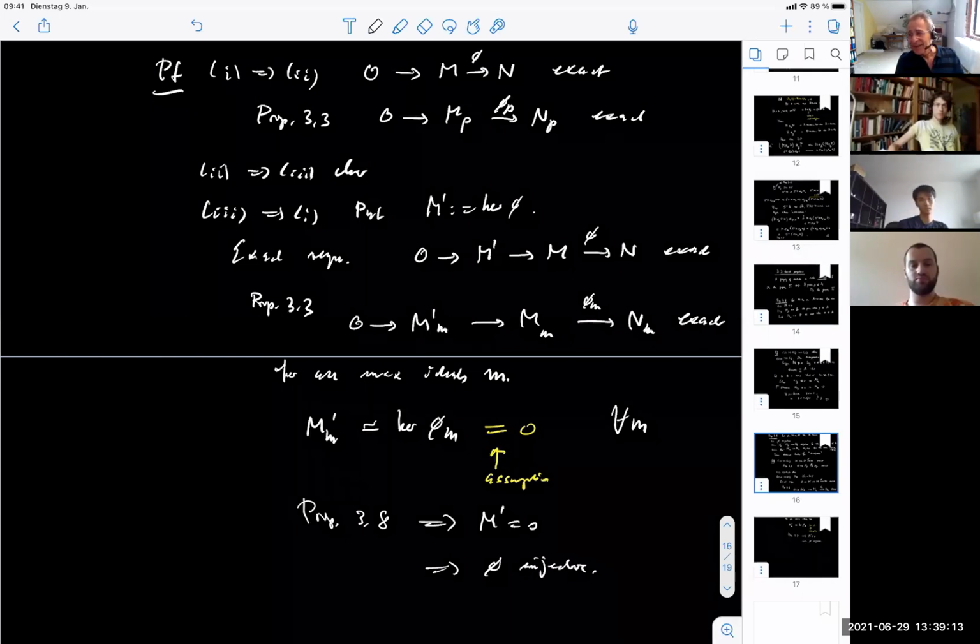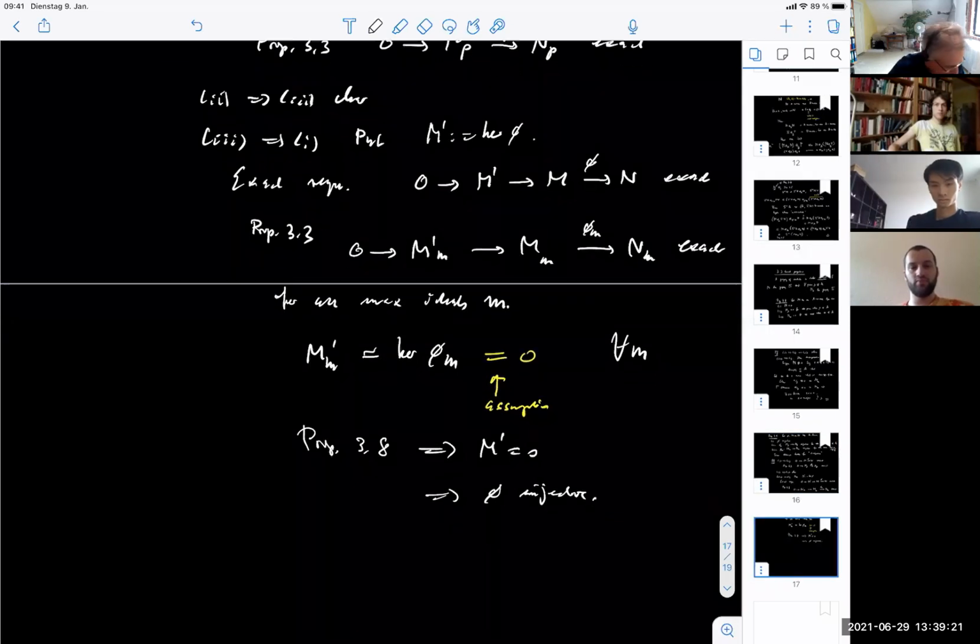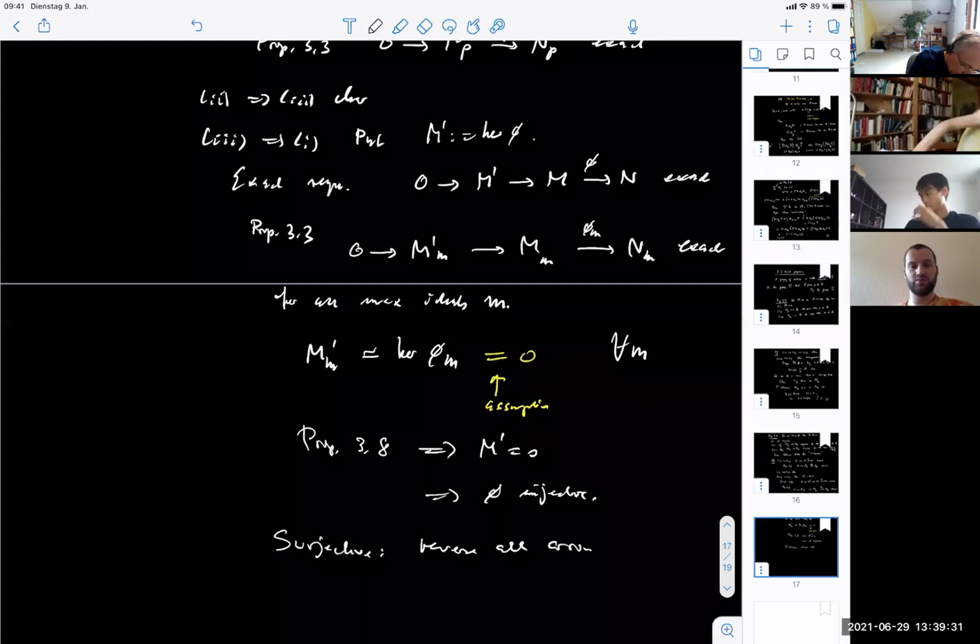In order to do the same thing for surjective, you see this is a completely formal thing. Just reverse all arrows. You check it yourself. Formally, all the arrows are reversed, same argument.